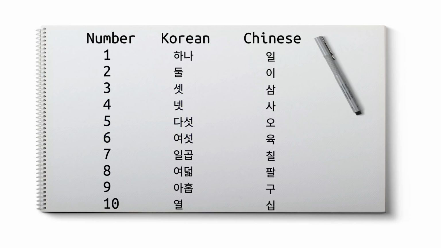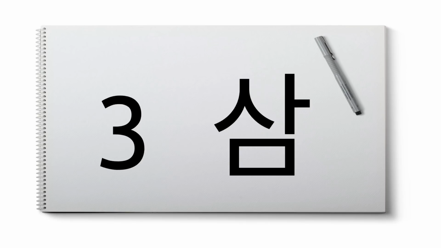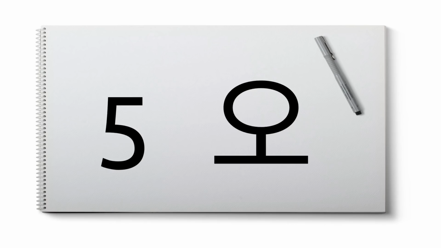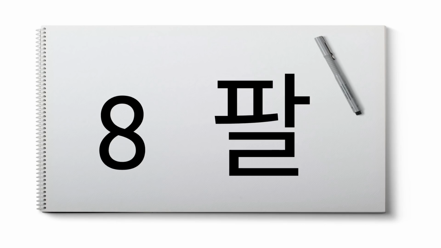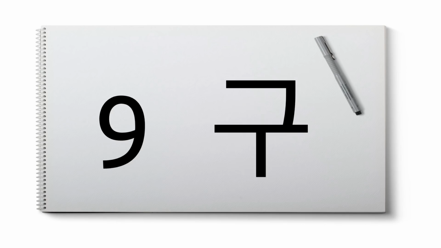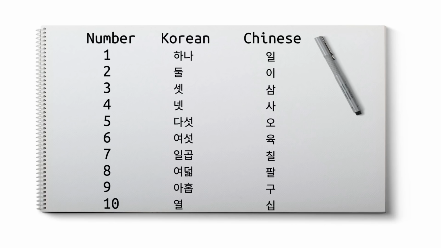Now the Chinese column. As I already told you, they sound really similar to real Chinese numbers. Let's start with number 1. Please repeat after me. 1, 2, 3, 4, 5, 6, 7, 8, 9, 10. So these numbers are pretty straightforward to pronounce, so I'm not going to go over the pronunciation. Let's flip to the next page.